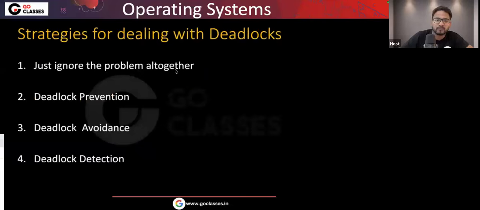The first solution is to just ignore the problem altogether. The second solution is deadlock prevention, then deadlock avoidance, then deadlock detection. So these are the solutions for deadlock. Let's see all of them one by one.